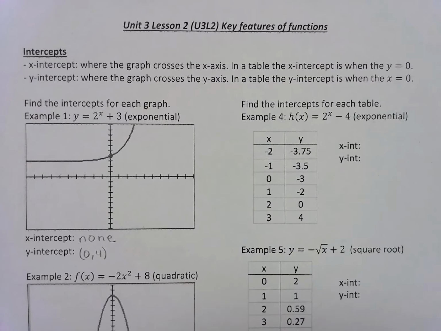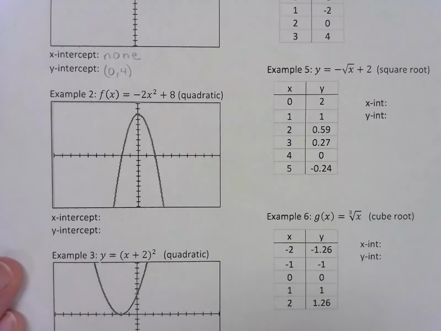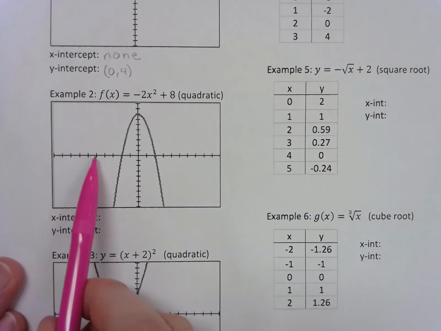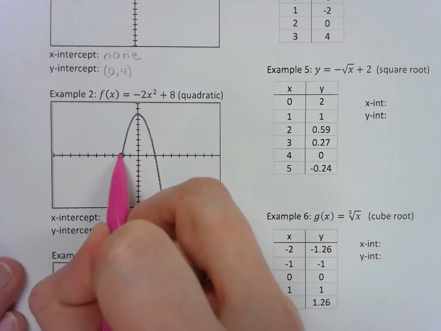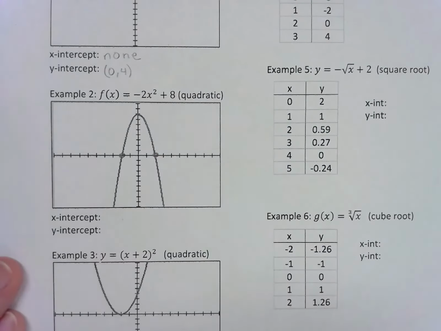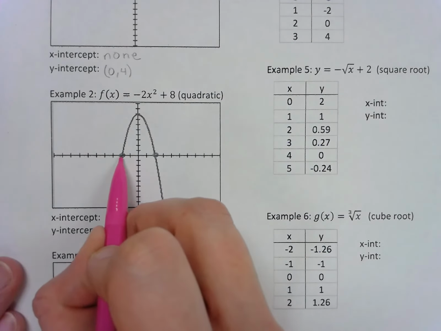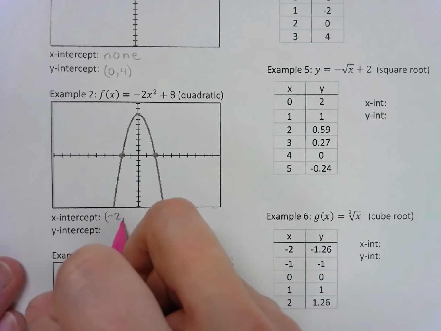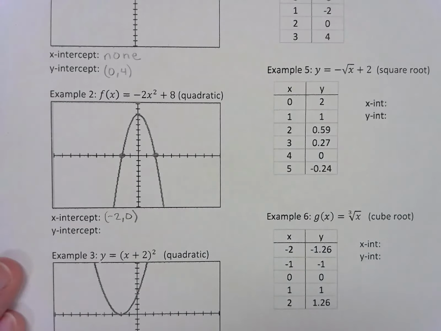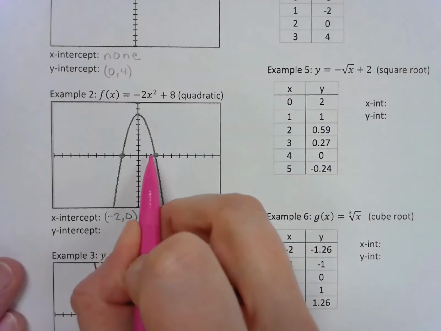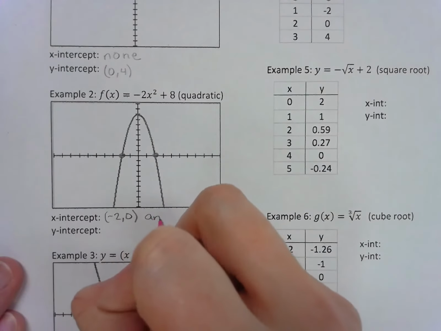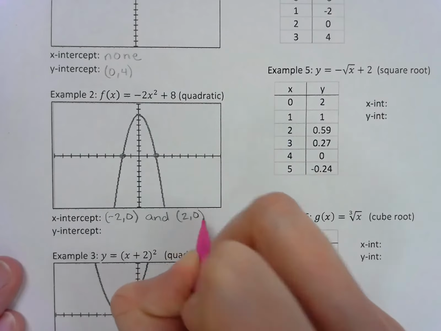Let's look at example 2. Example 2 is a quadratic. For the x-intercept, look along the x-axis. We have a point here as well as here, so we'll actually have two x-intercepts. The first one, counting from the origin, is at -2, 0. The second ordered pair for our x-intercept is at +2, 0.